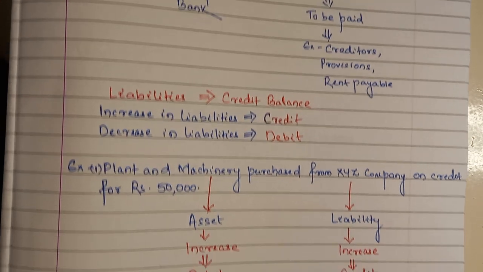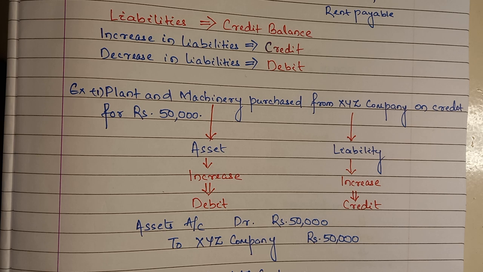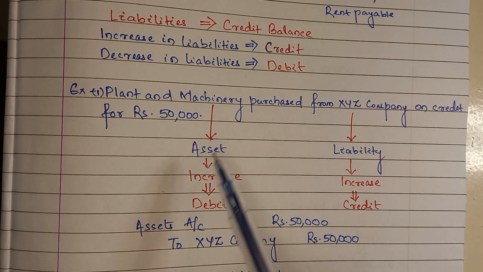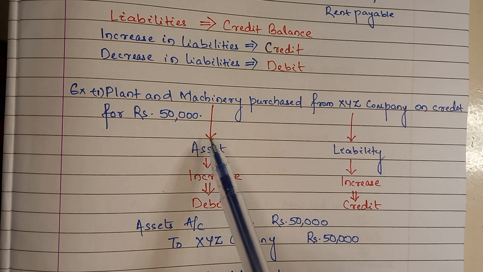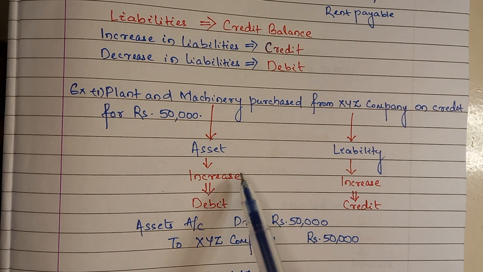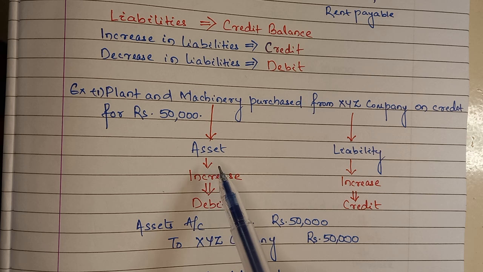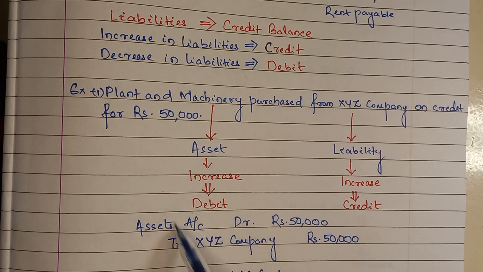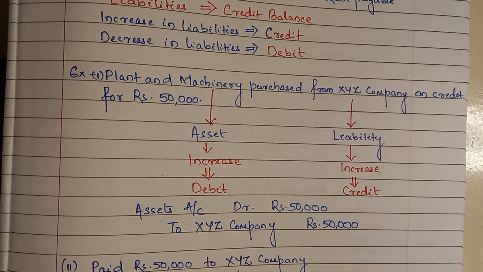Let's take an example. Plant and machinery purchased from XYZ company on credit for 50,000 rupees. What's coming to the business is an asset. So there is an increase in an asset, plant and machinery. Increase in an asset is always a debit.